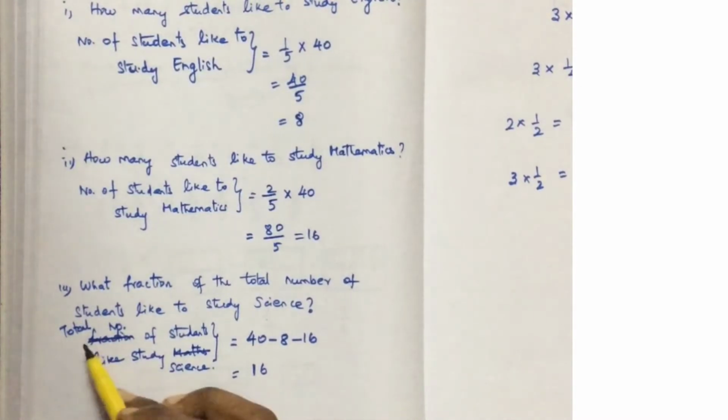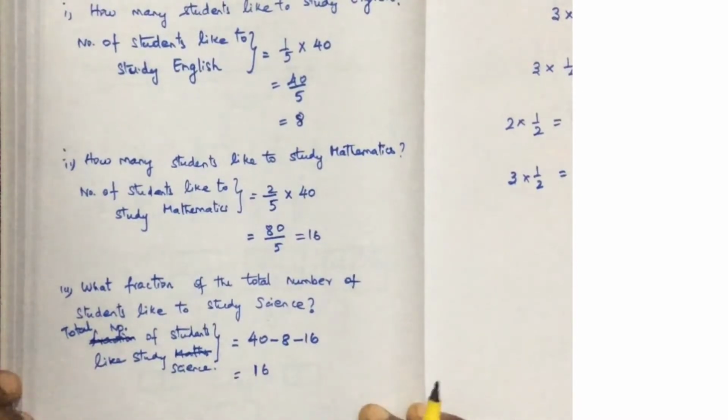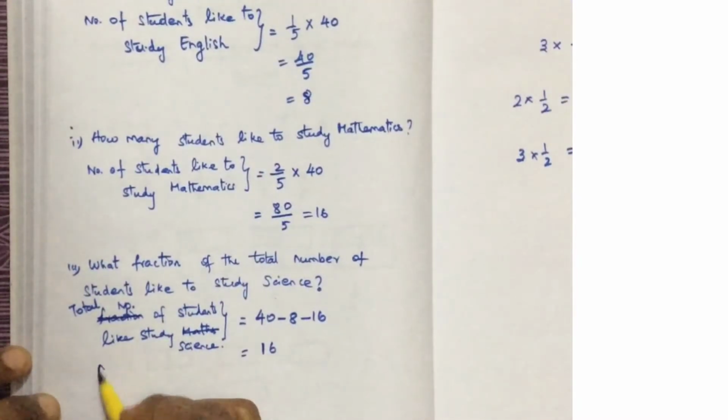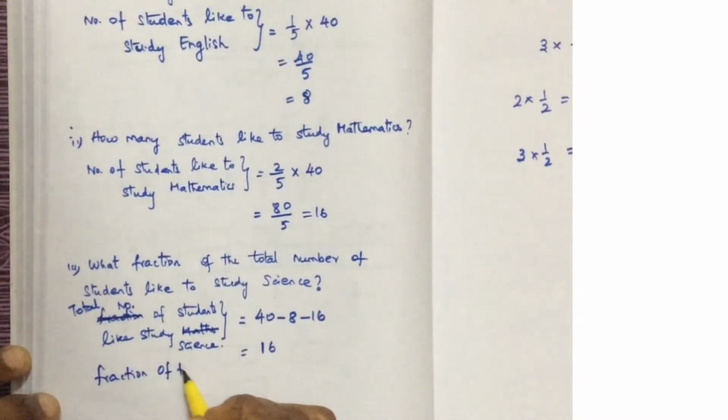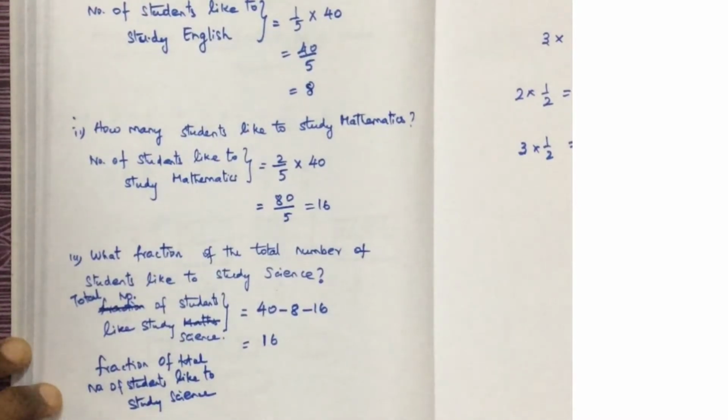Now we have got the total number of students who like to study science, but what we have to find is the fraction. Fraction of total number of students who like to study science. Okay, we have to find the fraction.